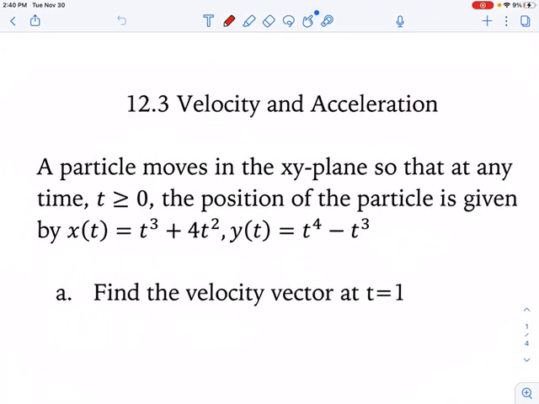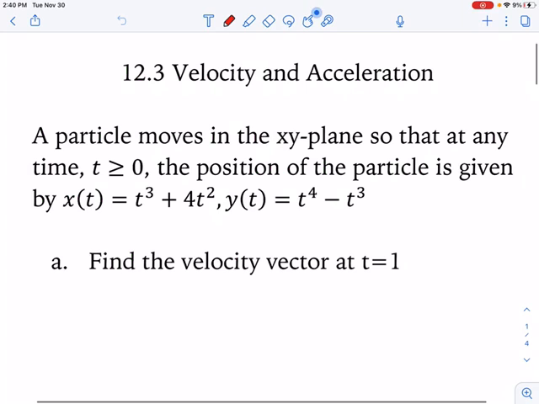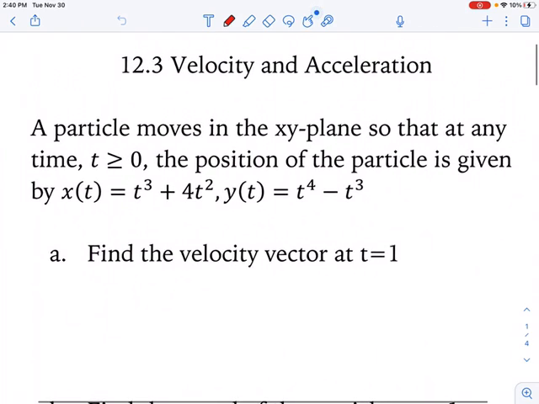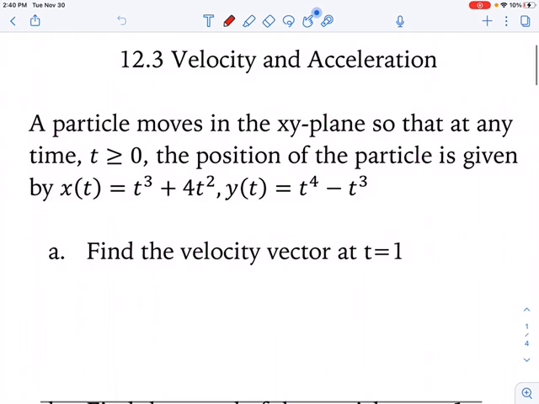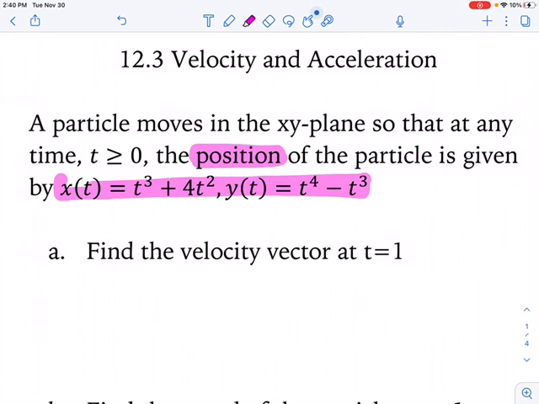Good afternoon. Today we're going to go through velocity and acceleration and how that relates back to our vector valued functions. So I'm going to go ahead and have you write this down. We have a particle that's moving in an xy plane, time greater than or equal to 0. That makes sense. And the position, notice how I say position, is given by x of t equals t cubed plus 4t squared, and y of t equals t to the fourth minus t cubed.